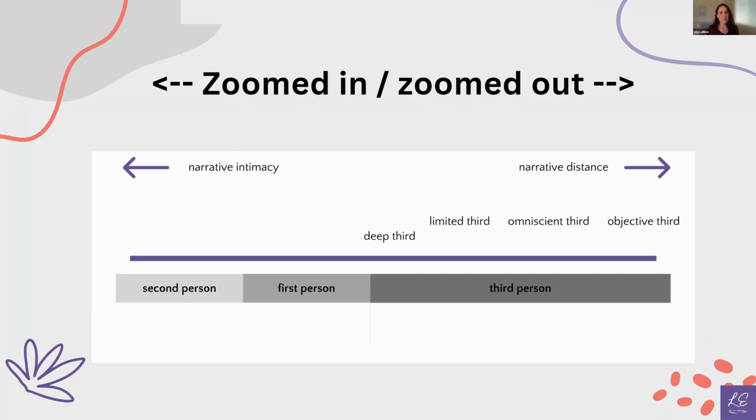So I created this little spectrum, and we're going to talk about each of these, but if you're writing in second person, first person, third person, or deep third, it's a very intimate story. You're going to feel deep in the mind, or you're going to feel like you're there. Whereas if the narrative distance is wider on this right end of the spectrum, it's going to feel like all you're doing is watching a movie. You can see what they're doing and saying, but not know what they're thinking.